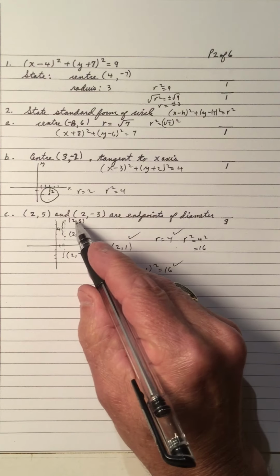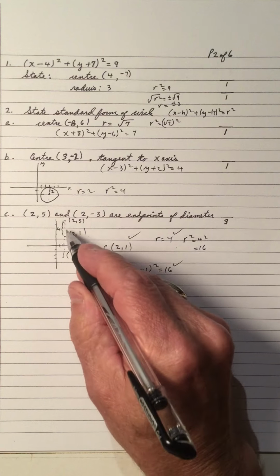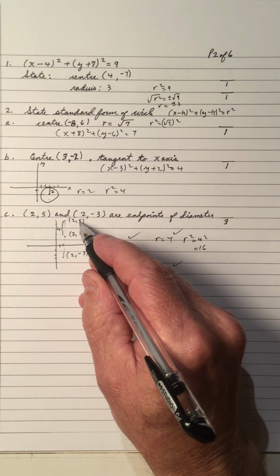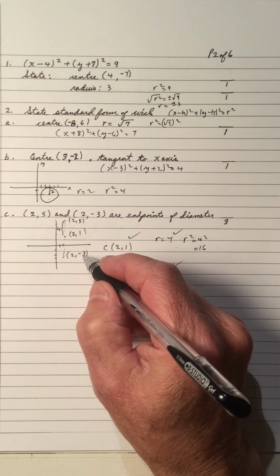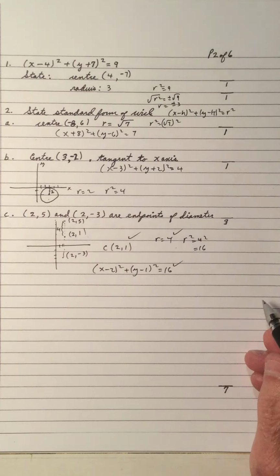So notice in the middle of these two is the center, which is (2, 1). The radius is half the distance. So from 5 to -3 down, that's 8 units. So 4 is half, so the radius is 4.